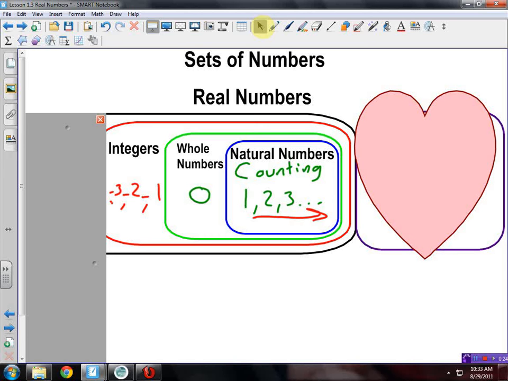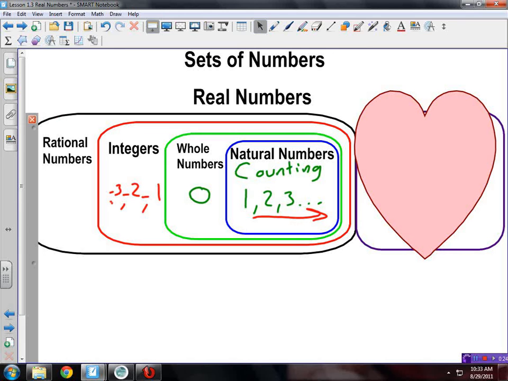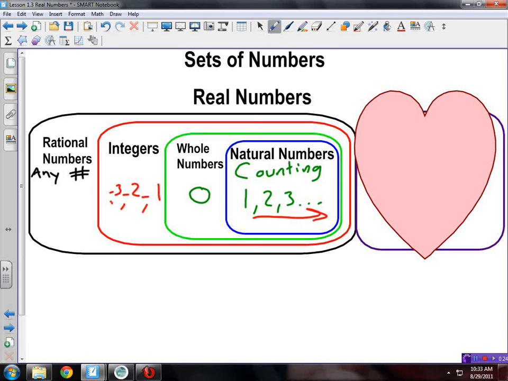Okay? Then after you learned the negative numbers, what came after that? Decimals, but there are certain types of decimals. Rational numbers, okay? And rational numbers are any number that can be written as a fraction. Any number that can be written as a fraction.